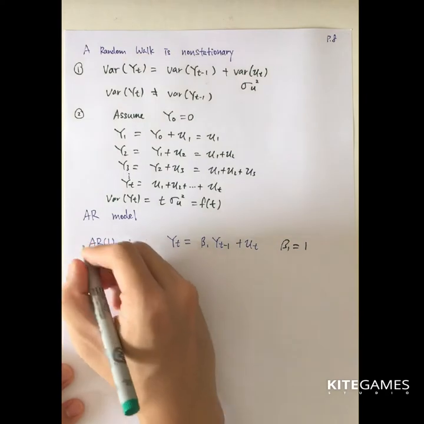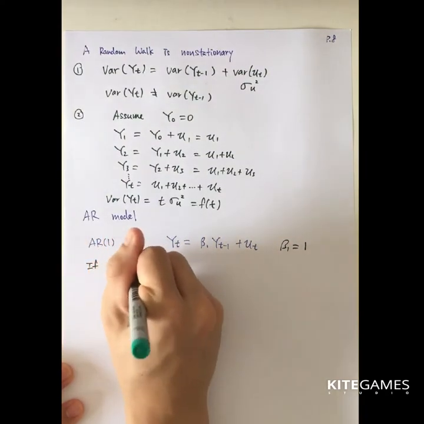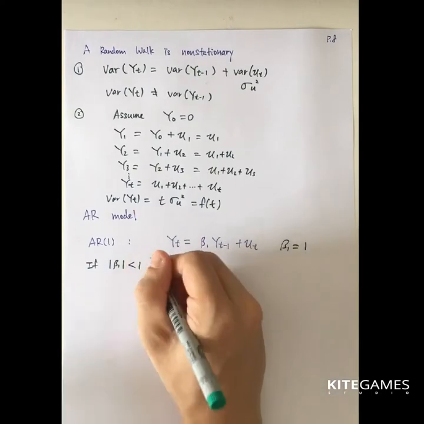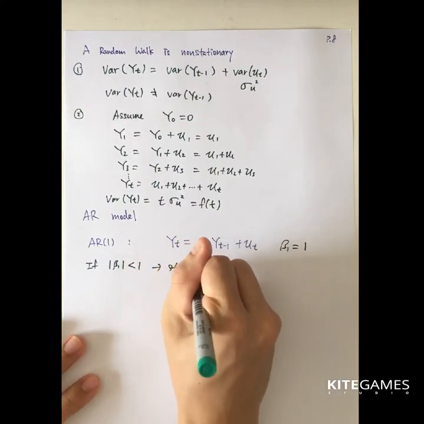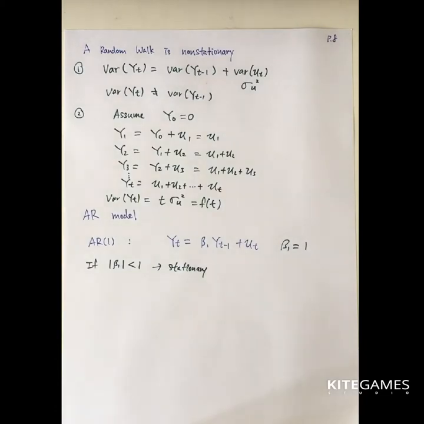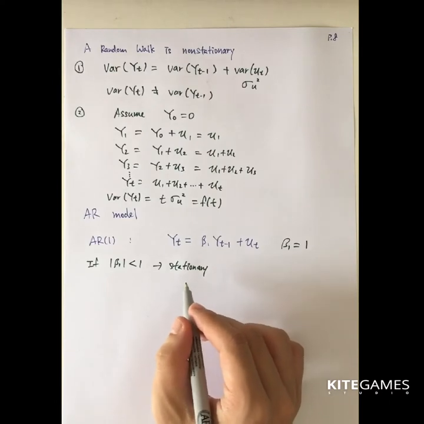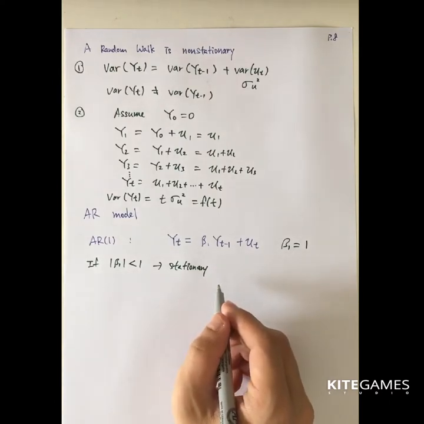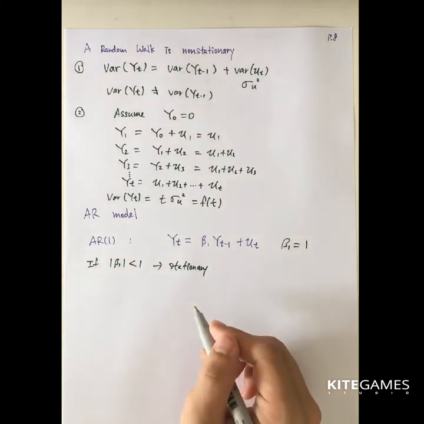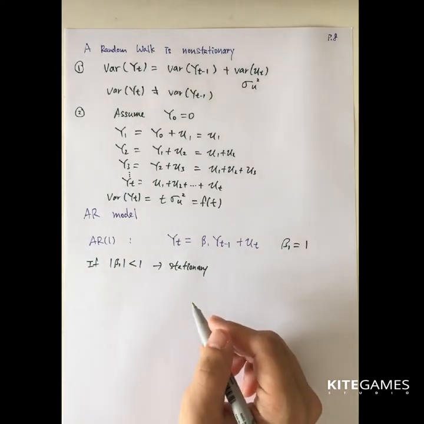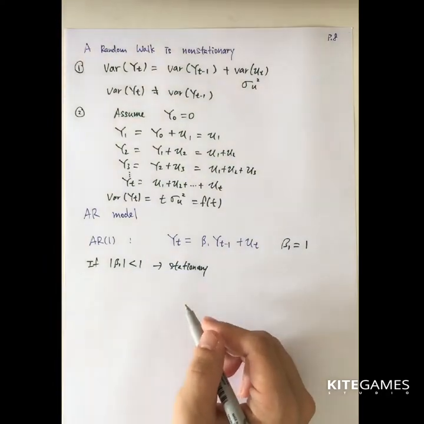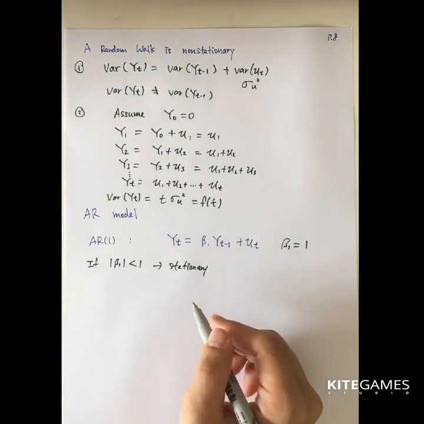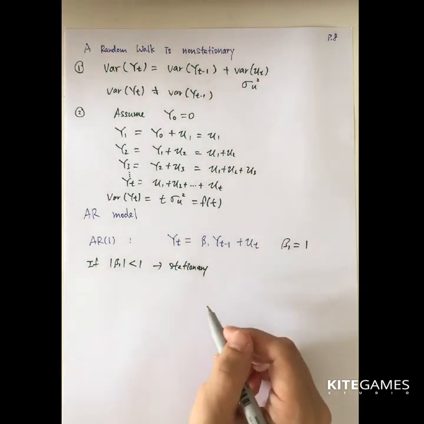Well, actually, if beta 1 is smaller than 1, that is, the absolute value of beta is smaller than 1, we will call this stationary. Then, in the AR(1) model, if beta 1 is equal to 1 or greater than 1, it is non-stationary. Given this is stationary, the joint distribution of y is not a function of t. Well, I'm going to prove it. What I'm doing is showing that the mean, variance and covariance are not a function of time.